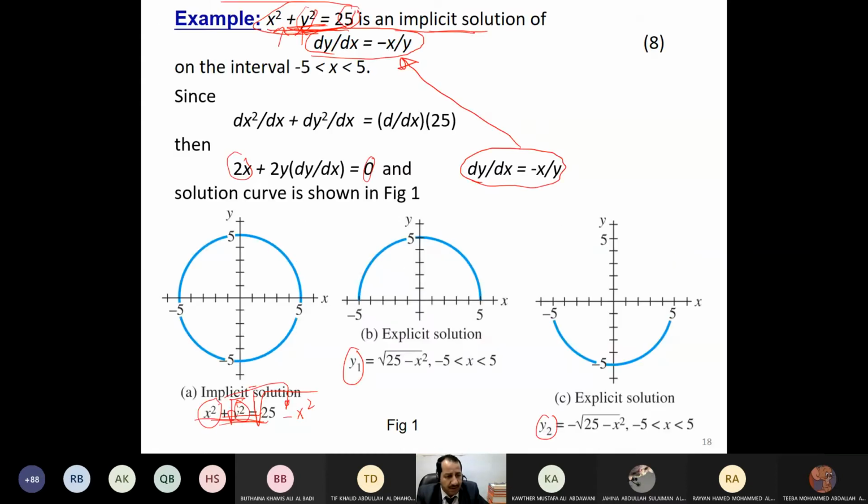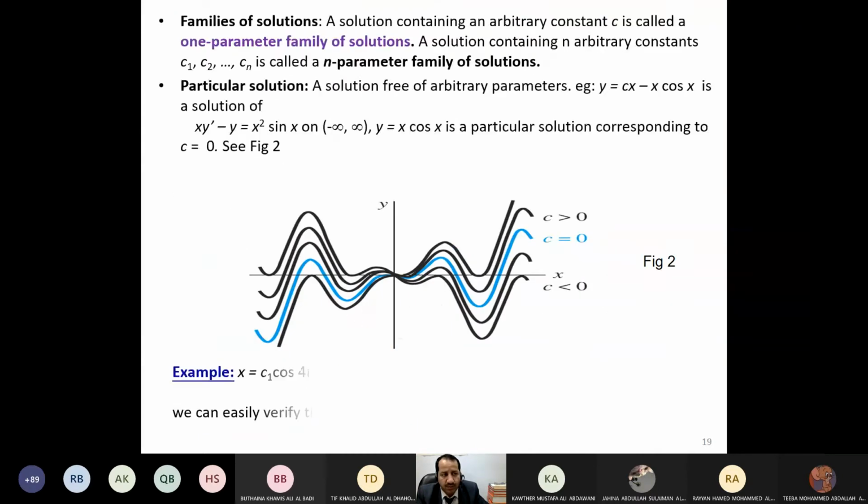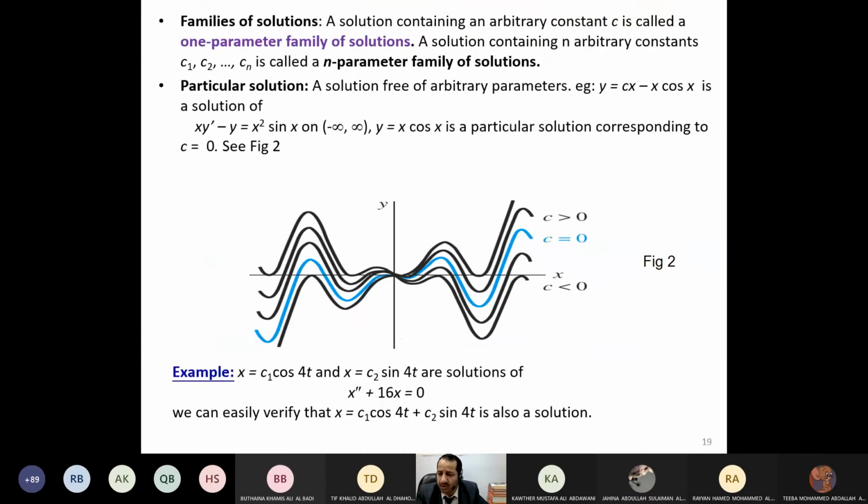And by the way, just don't forget that when we integrate, what we will have is a constant, which is called arbitrary constant. This constant, most of the time we call it c. If we don't have initial condition or boundary condition, we cannot find it. But if we have initial condition, we can substitute to find it. And when we find it, it will be specific.